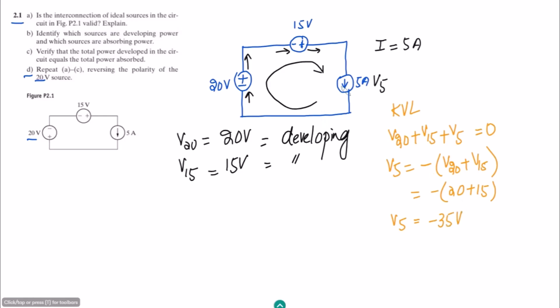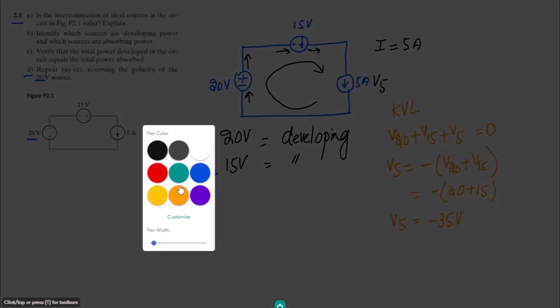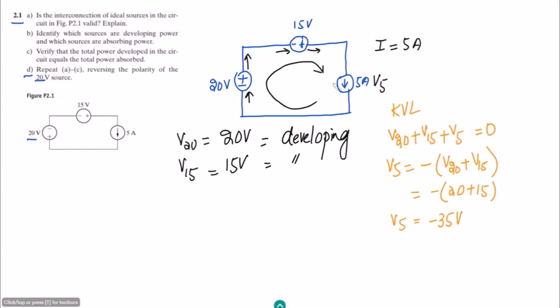Okay, so minus 35 volts means the polarity is opposite of these polarities. So writing them here, it will be positive here and negative here. As the current moves from positive and comes out of this negative, this V5, which is the I5 source, the 5 amperes, is what?